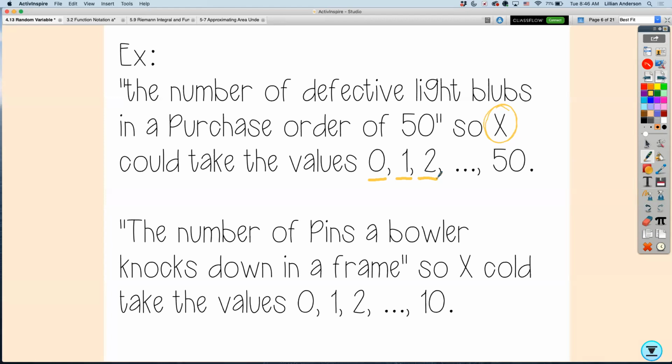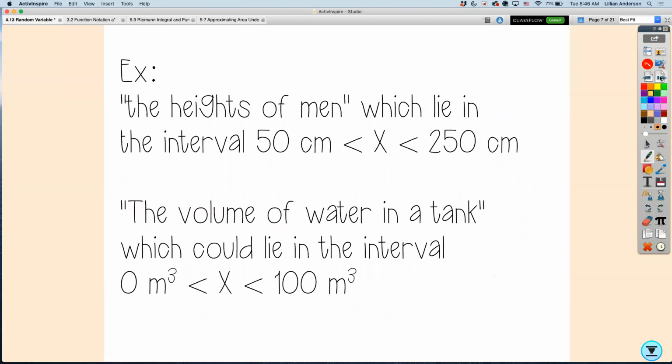Or the number of pins a bowler can knock down in a frame. X could take the values from 0 to 10, because they can knock down no pins, 0 pins, which would represent a gutter ball, or all 10 pins for a strike, okay? Again, these are things that can be counted, so they are discrete.